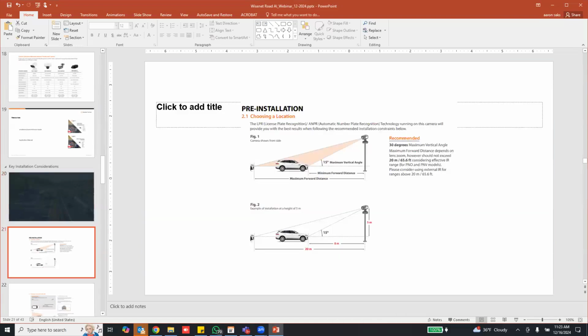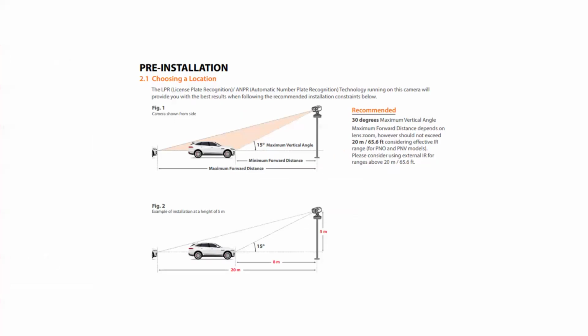Okay. So some of the important things that they talked about were the maximum vertical angle needs to be less than 30 degrees. They recommend 15, but 30 is the maximum. Now, it says 20 meters here. That's going to depend on the model of camera. Again, different cameras, different zoom lenses, so you want to look at the specs for each model.